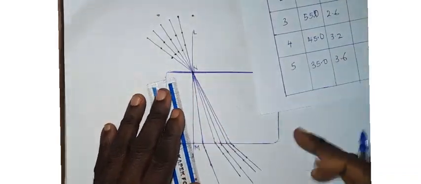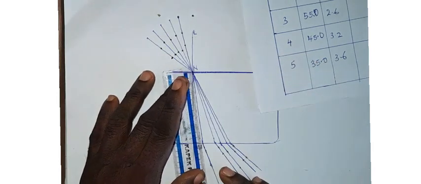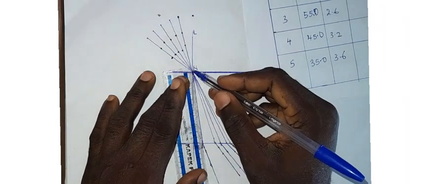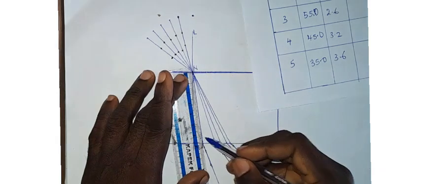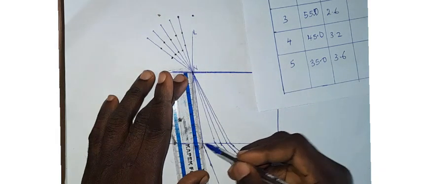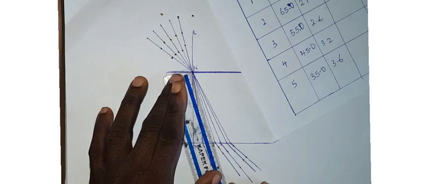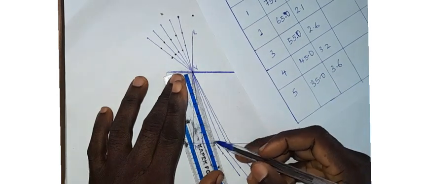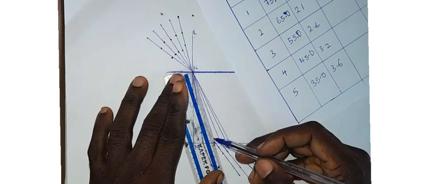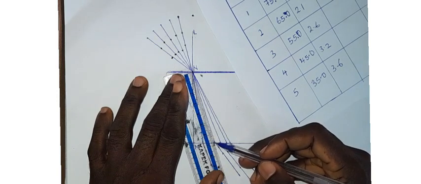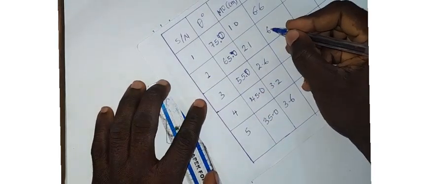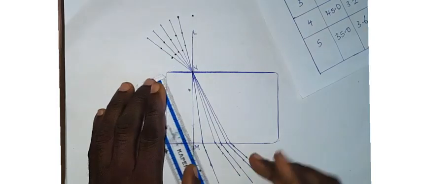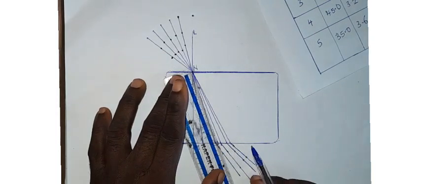Let's take NO now. So I'm going to place this on this and measure. This is 6.6. Then I'll shift it to the other one. This is 6.7. 6.9. The next one.